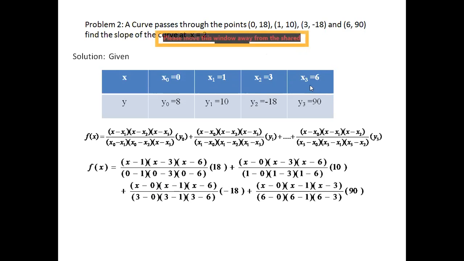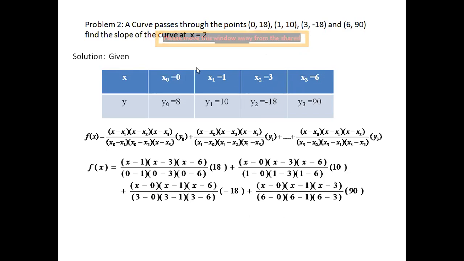That's the numerator. In the denominator, the missing number is 3. So start from this: 3 minus 0 into 3 minus 1 into 3 minus 6. That's the denominator. Multiply that ratio by the corresponding value of y2, that is minus 18. That's written here. That's the third term.